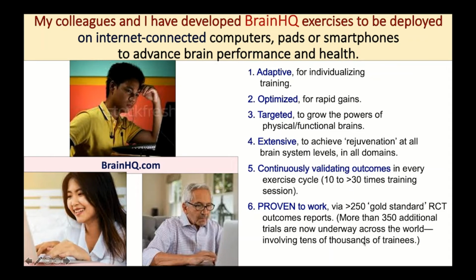My colleagues and I have tried to harness the genie, and we've developed brain plasticity exercises called BrainHQ to be deployed on internet-connected computers, pads, and smartphones, and it's all about advancing brain performance and health. These tools are adaptive, they're optimized for rapid gains, they're targeted to address all kinds of things that can go wrong with the brain or you want to strengthen about a brain. They're extensive because there are lots of ways to improve the brain, lots of ways to strengthen it, lots of ways to recover it. You can continuously validate outcomes by just measuring how performance is improving as you exercise.